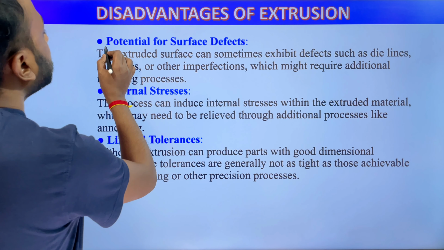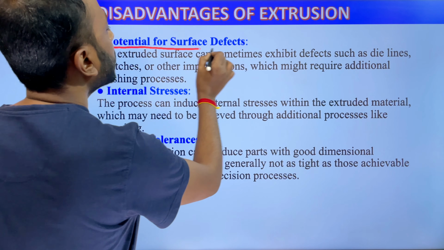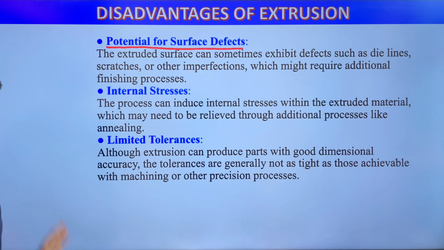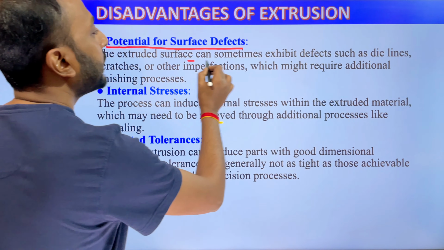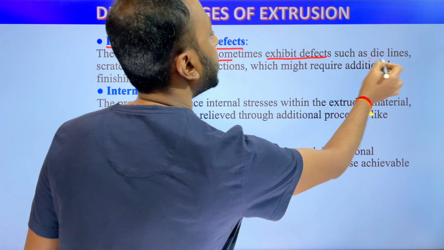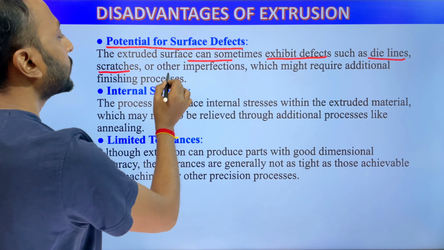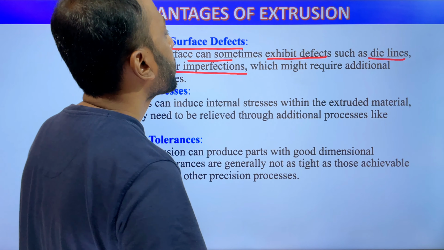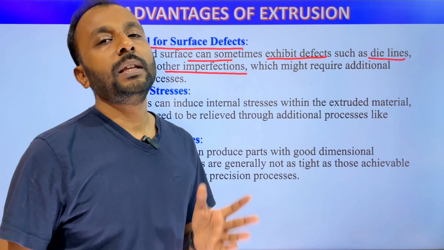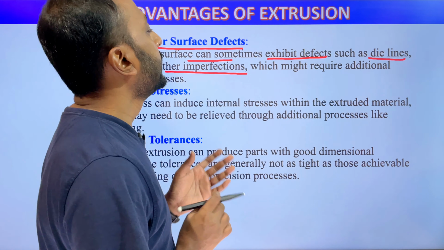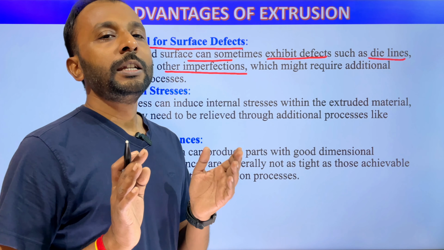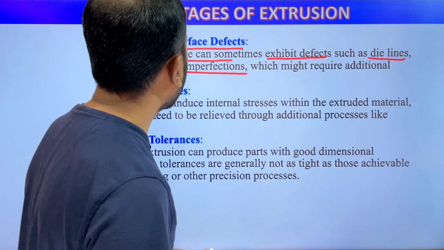Next disadvantage is potential for surface defects. The extruded surface can sometimes exhibit defects such as die lines, scratches or other imperfections. So when we are doing the extrusion process, there may be some defects on the extruded product.